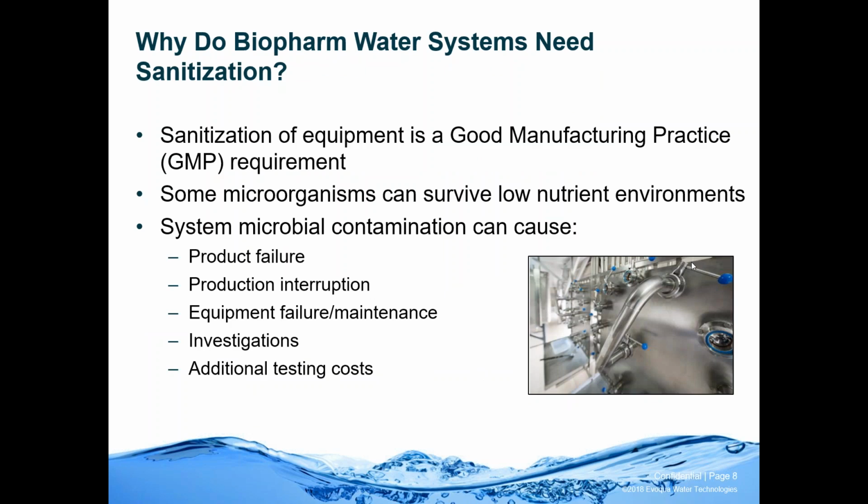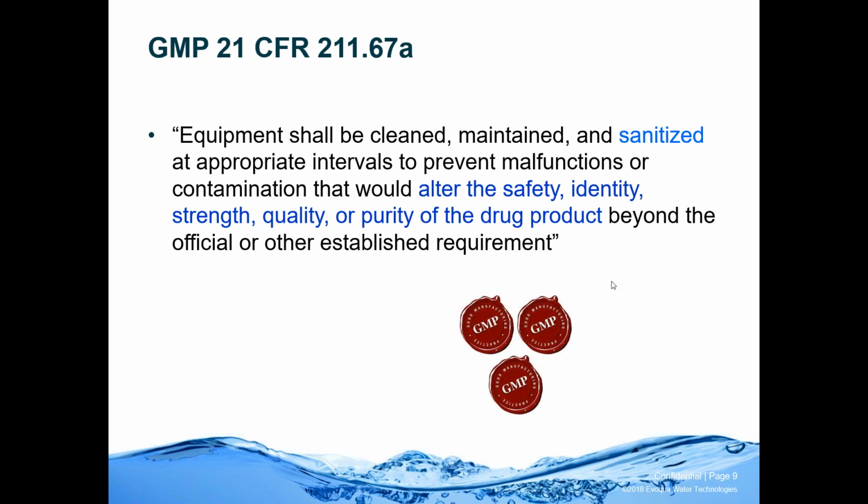Why do systems need sanitization? First, we'll see it's a good manufacturing practice requirement. Even though there are relatively low nutrient levels in pharma water systems, some organisms can survive. And if they do, and if they proliferate to a point beyond control, it could cause a product failure. It could interrupt production. It could cause equipment failure. Even if you never make a bad product, if you're having micro failures in the system, that can trigger investigations and additional testing costs. So the micro getting out of control is not a good thing in pharma water.